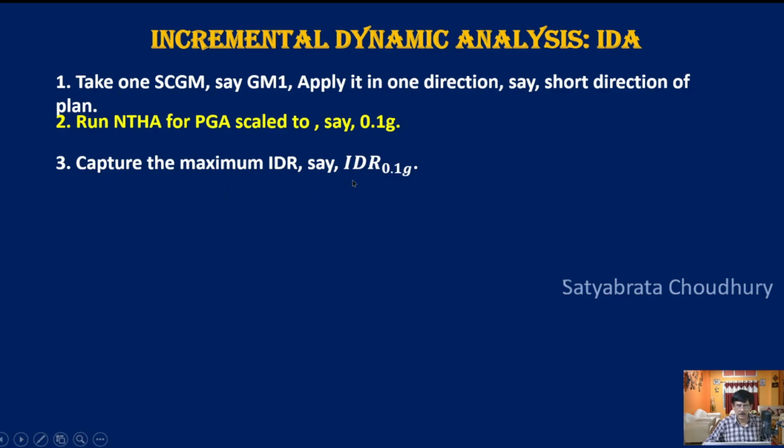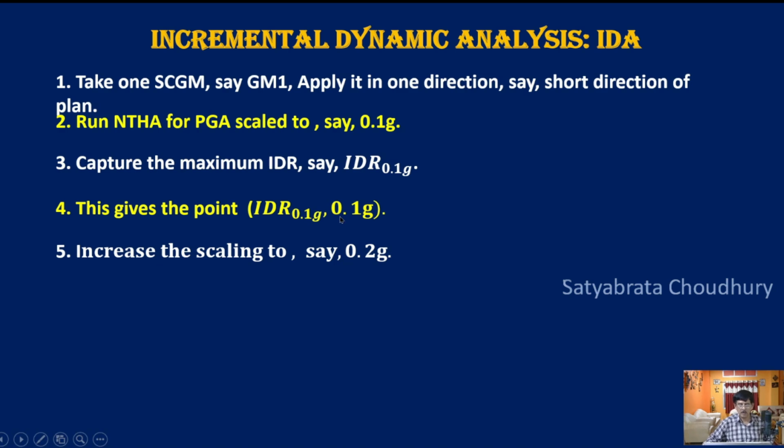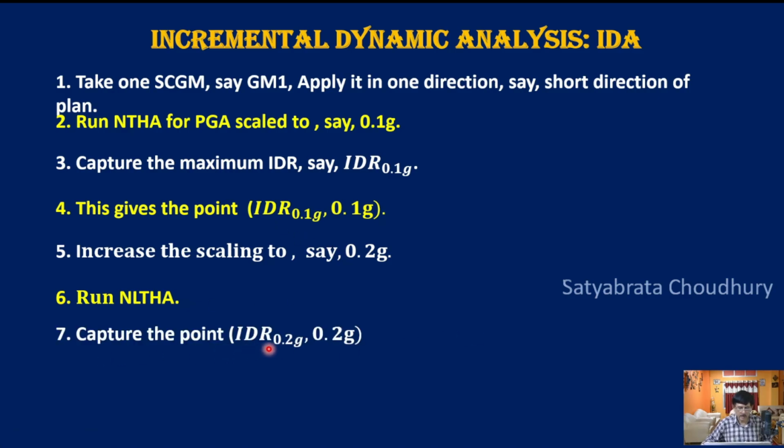Now capture the maximum IDR, say IDR 0.1 g, corresponding to the 0.1 g level of shaking. You find out how much IDR is created in the system. At every floor there will be interstory drift. You pick up the highest value out of all the floors, all the stories. Then this gives 1 point in my fragility curve: IDR at 0.1 g, where the PGA is 0.1 g. Now let us take this ground acceleration to say 0.2 g and again carry out the NLTH, nonlinear time history analysis, and find out again the point, which now becomes IDR at 0.2 g.